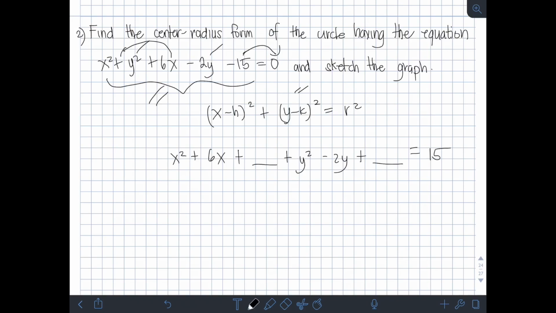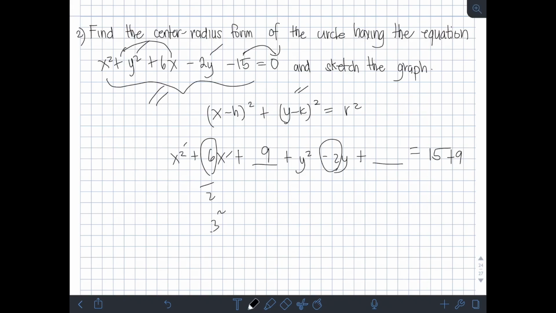So, now, what do we add? Let's start with x. We divide by 2 the numerical coefficient of x, the one without the square. 6 divided by 2 is 3. And then we square the answer, we have 9. Therefore, we add 9. When we add 9 to the left side, to keep it balanced, we must also add 9 to the right side. So, plus 9.